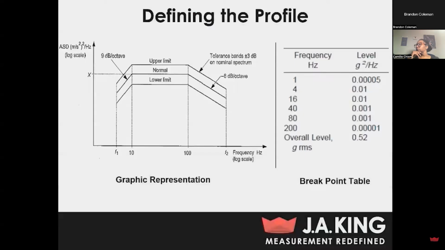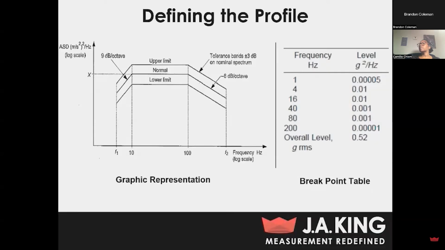And for random vibration, there's a few different ways of doing that, both graphically and by using a breakpoint table. And I've shown both examples here. You can see on the left, that would be an example of graphic representation of a random vibration profile. And it kind of speaks for itself. It gives a graphical representation of the actual shape of the curve itself. It gives you some key frequencies and accelerations. And then in this case, they actually gave you some slopes as well.